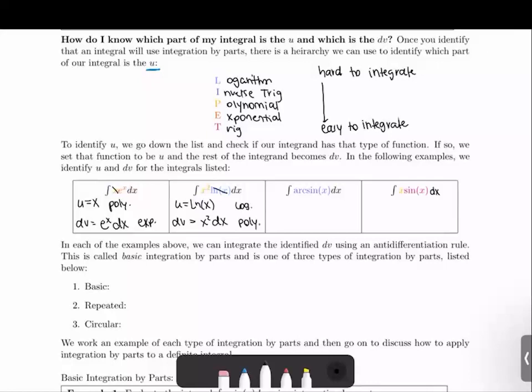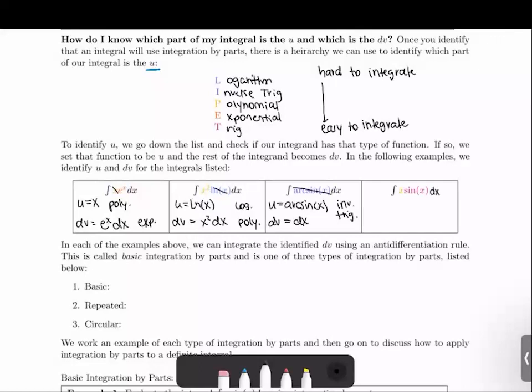The next one we have is the integral of arc sine of x dx. So our only term in our integrand here is the arc sine, which is inverse trig. Because that's the only thing, we are just going to put u as arc sine of x, and then everything else, which now is just dx, becomes our dv. So our u was our inverse trig, but dv did not have any function associated with it.